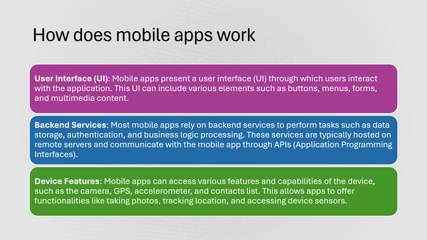Mobile apps can access various features and capabilities of the device such as camera, GPS, accelerometer, and contacts list. This allows apps to offer functionalities like taking photos, tracking location, etc. So mobiles have recently had new devices coming up, that is camera, GPS, accelerometers, and these are hardware devices in the mobile. And with this we can develop additional applications which can use these hardware.